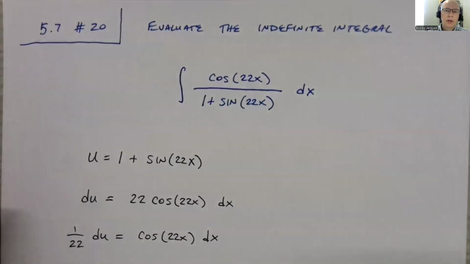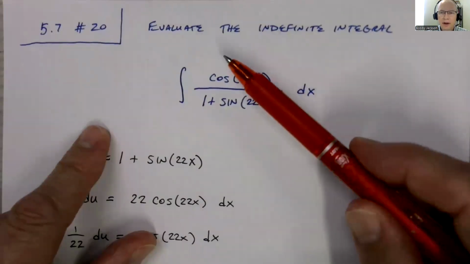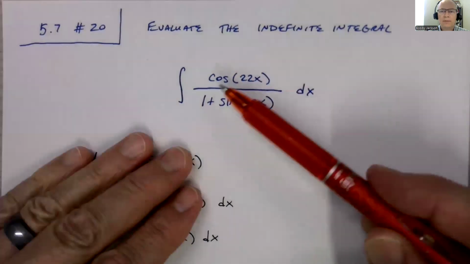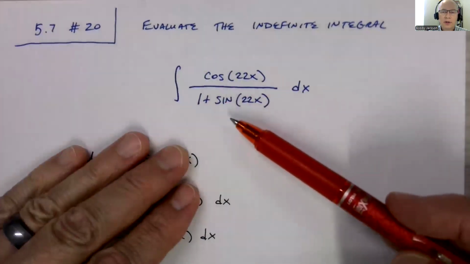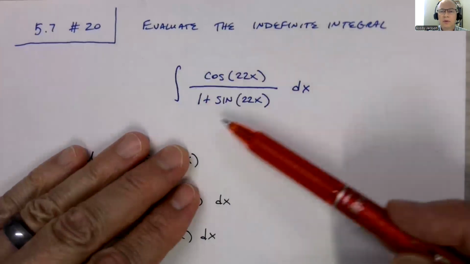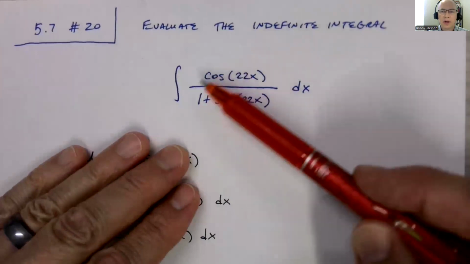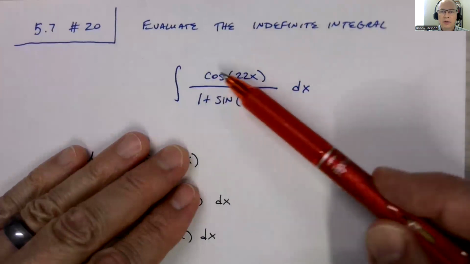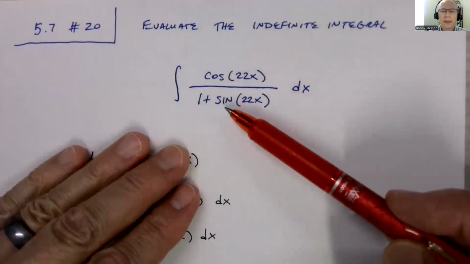Take a look at number 20 in section 5.7. We're going to evaluate the indefinite integral here. It involves some trig functions. So when we're doing a substitution, obviously we don't recognize what the antiderivative is right off the bat. It's not an integral form we're used to seeing.